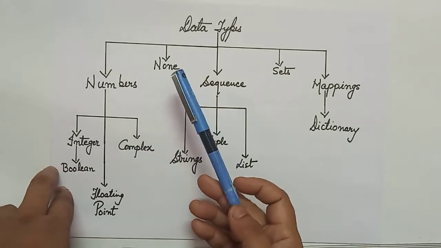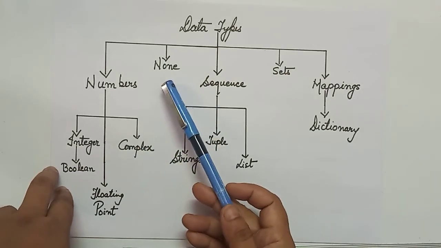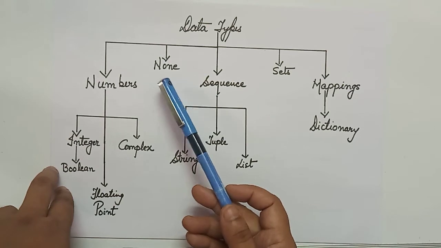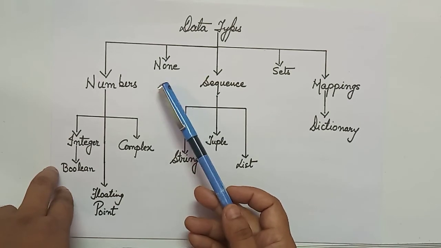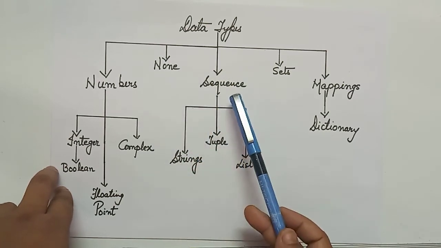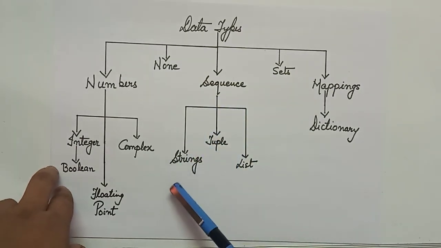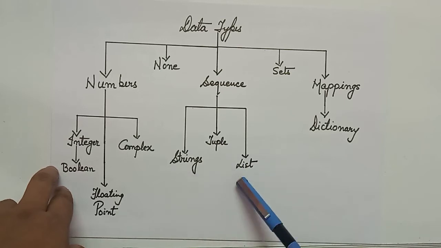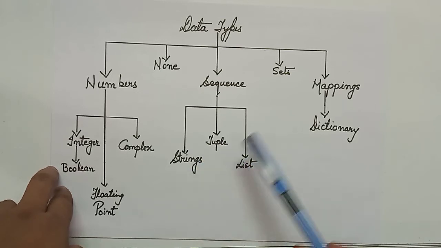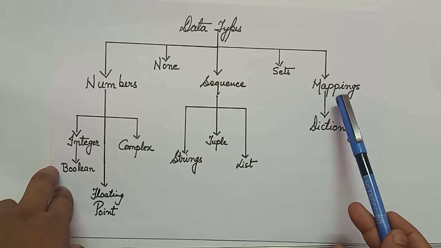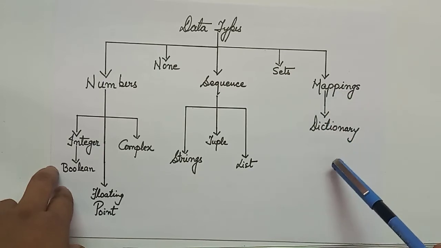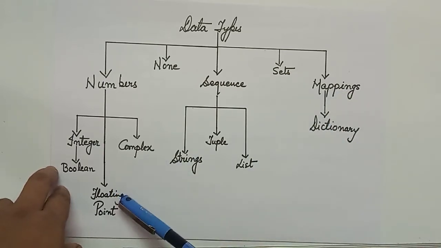Next we have None, which means null. Next is the sequence, which is further categorized into string and tuple, and we will be going through each and every data type. Then sets, and mappings; under mappings we have the dictionary. So let's start with numbers.